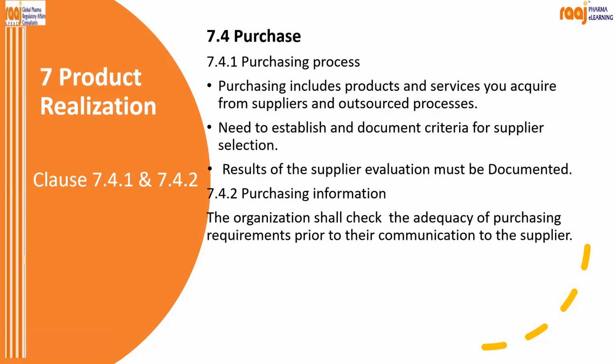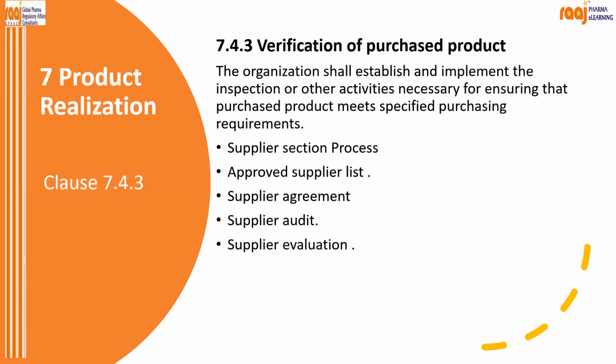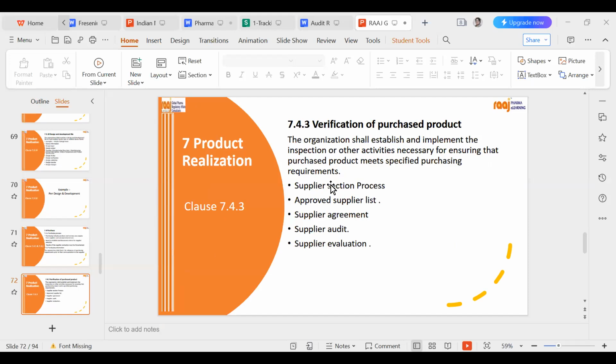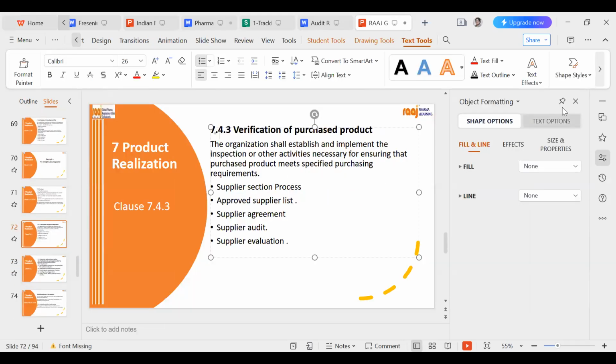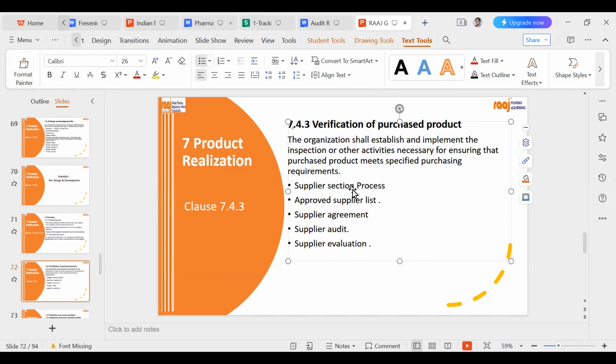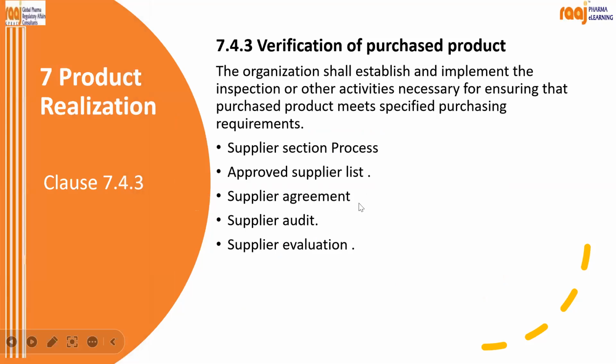Then purchasing information. The organization shall check the adequacy of purchasing requirements prior to their communication to the supplier. So you have to have this verification of purchased product in place, like supplier selection: supplier selection process, approved supplier list, supplier agreement, supplier audits, supplier evaluation. Sorry for the spelling mistake. No problem.